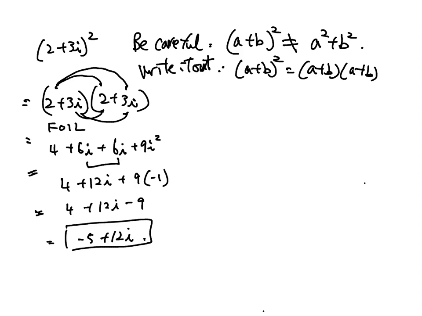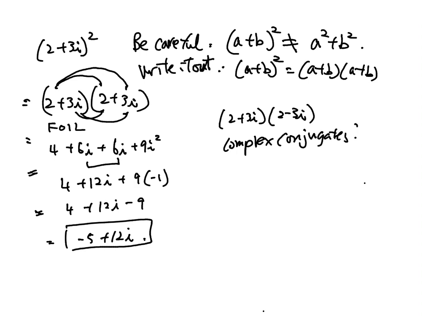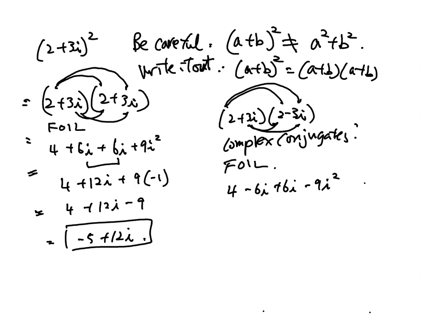Alright, the last one, 2 plus 3i times 2 minus 3i. Notice these are complex conjugates. Okay, so if you FOIL, let's see what happens. 2 times 2 is 4. 2 times negative 3i is a minus 6i. 3i times 2 is a plus 6i. 3i times negative 3i is negative 9i squared. Combine like terms. The i's cancel. So you're left with 4 minus 9 times negative 1, which is 4 plus 9, which is 13.